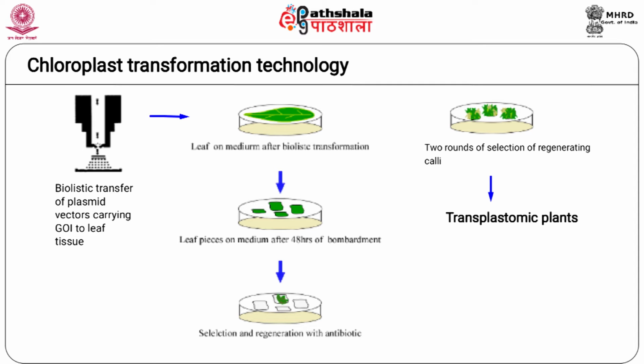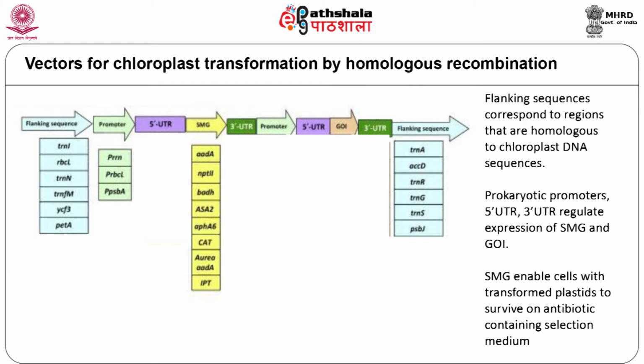The vectors used for chloroplast transformation consist of flanking sequences that are homologous to different loci of the chloroplast genome. The selectable marker gene and the gene of interest are cloned within these flanking sequences. Each gene has a promoter, a 5' UTR and a 3' UTR, which are chloroplast regulatory elements. The selectable marker genes include NPTII or aadA genes that confer antibiotic resistance, due to which untransformed cells are bleached, while transformed sectors are green and form shoots, so that they are readily recognized.